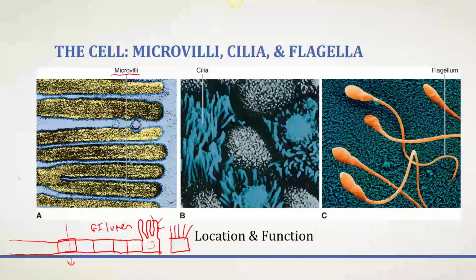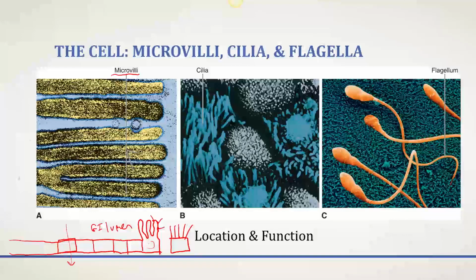Cilia are going to be numerous in the respiratory tract. When you breathe in air, you want to get all that nasty debris that we've breathed in out of the lungs and out of the respiratory tract. So you have cilia here, and the cilia are going to move and brush substances across their surface to help move debris out of the lungs.